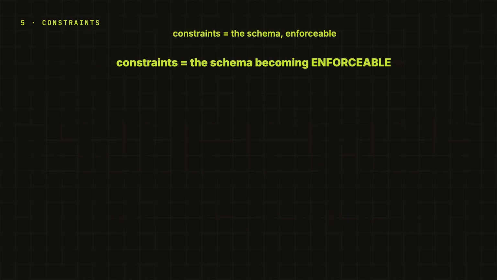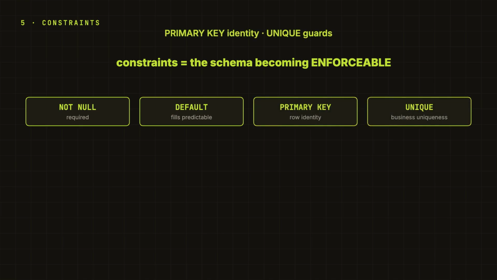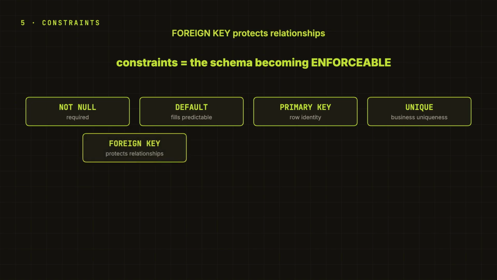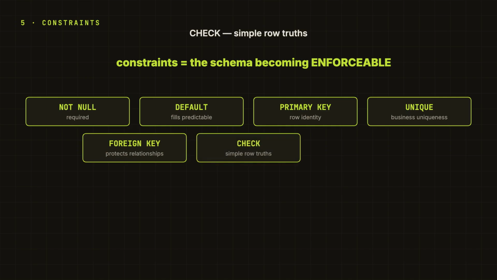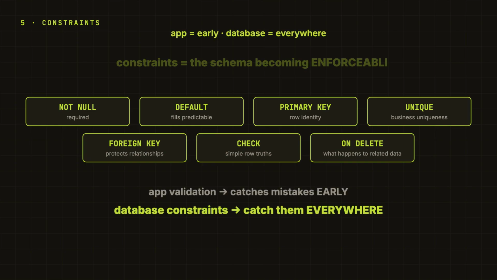So constraints are not decorations after schema design. They are the schema becoming enforceable. NOT NULL says the fact is required. Default fills predictable values. Primary key gives each row identity. Unique protects business uniqueness like a short code. Foreign key protects relationships. Check protects simple row-level truths. And delete rules decide what should happen to the related data. The bigger idea is this: app validation catches mistakes early. Database constraints catch mistakes everywhere.